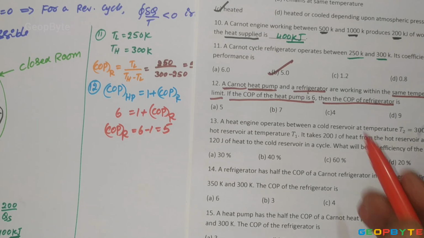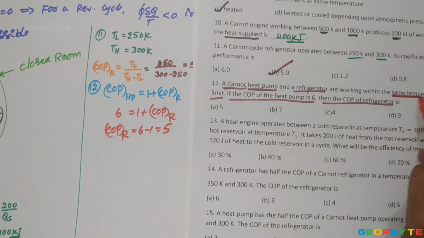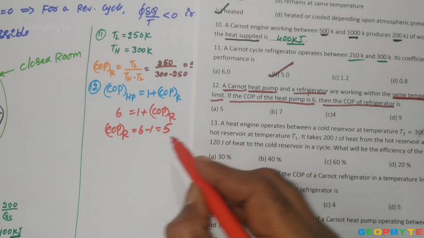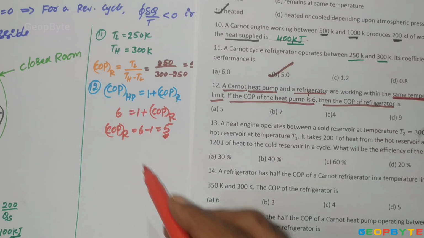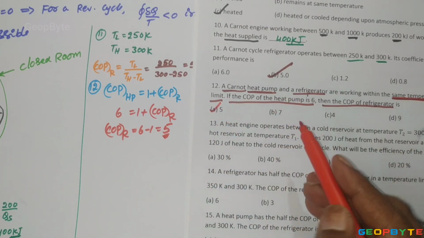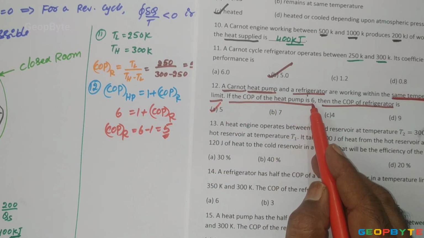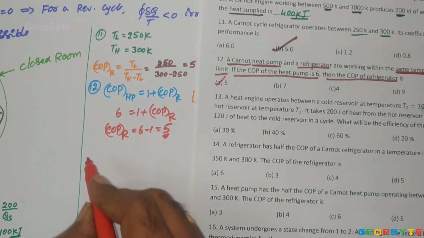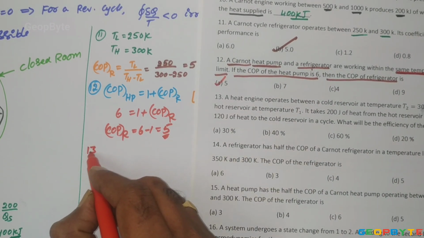For that, both must be working for the same temperature limits. Anyhow, answer is 5. COP of the refrigerator is 5 when the COP of the heat pump is 6. Now come to the 13th problem.